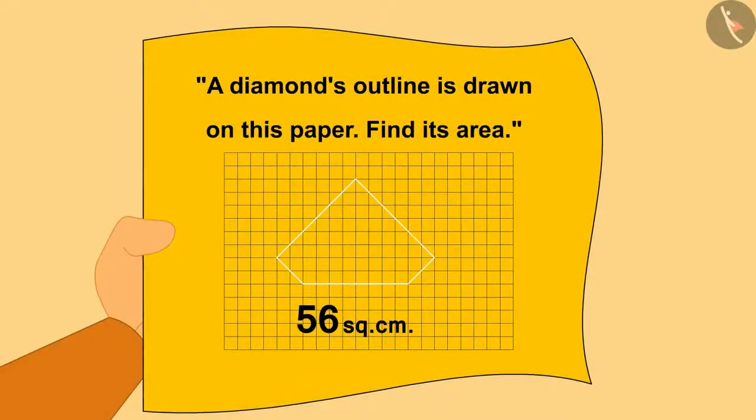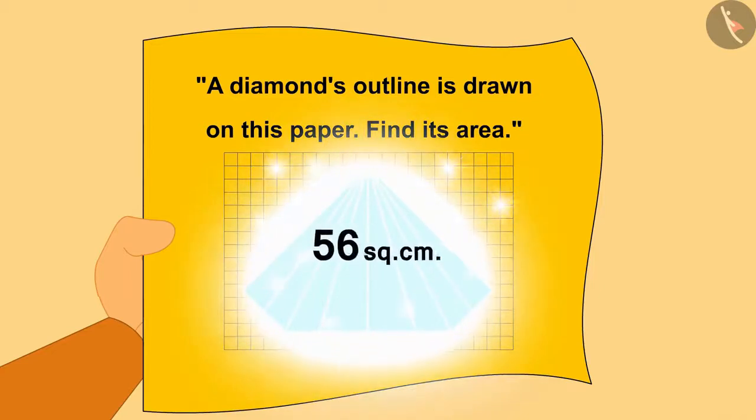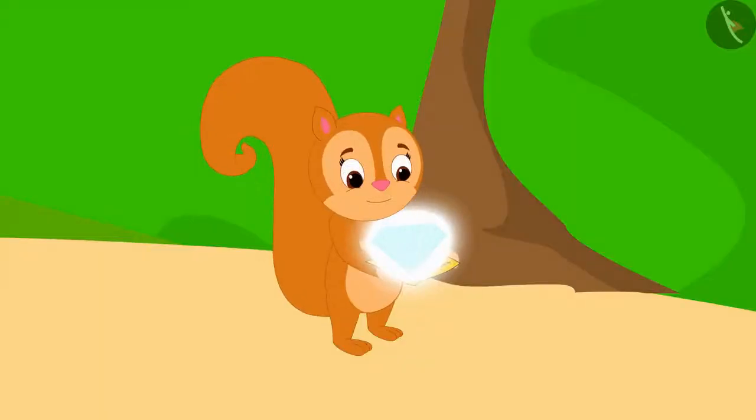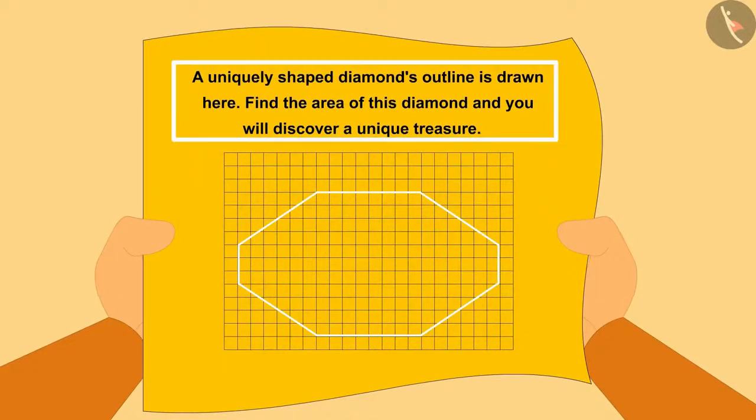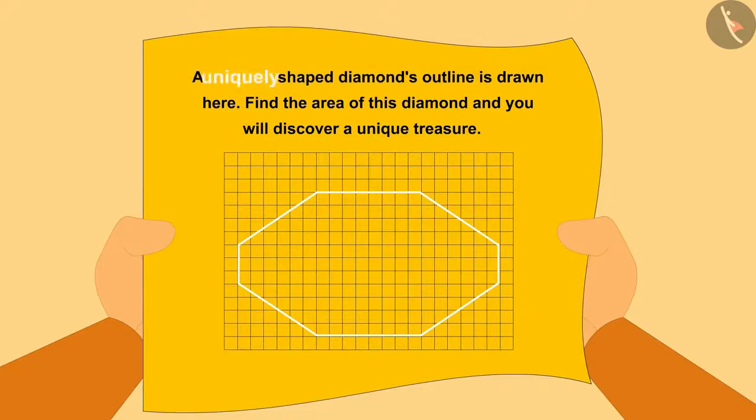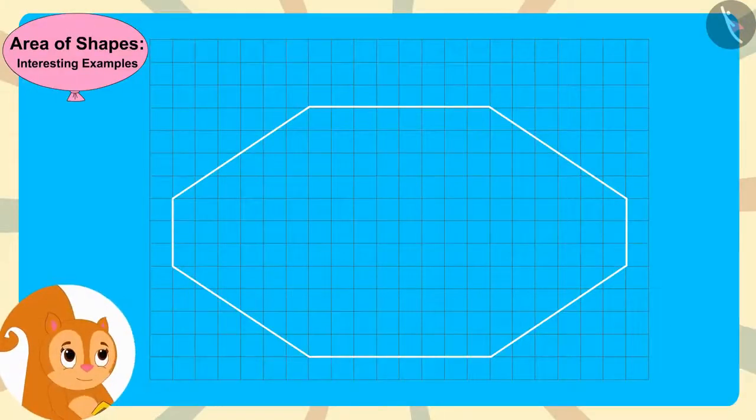As soon as Chanda wrote the area of the diamond on that paper, a diamond of 56 square centimeters appeared in front of her. Chanda could not believe her eyes. Now, this new puzzle appeared on paper. A uniquely shaped diamond's outline is drawn here. Find the area of this diamond and you will discover a unique treasure. Chanda read the message written on the paper. Chanda started looking for the answer to this puzzle.